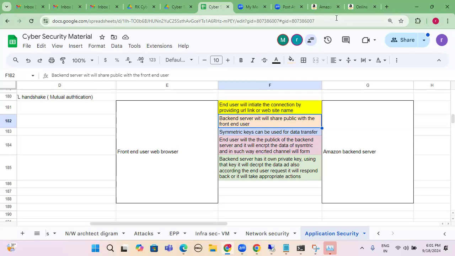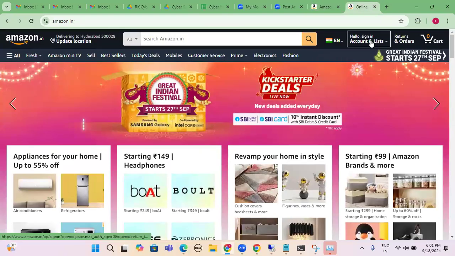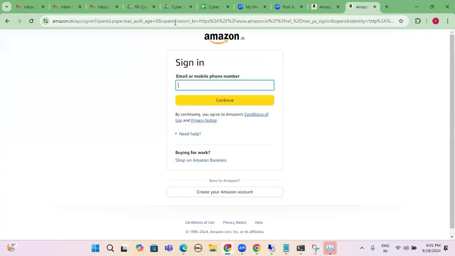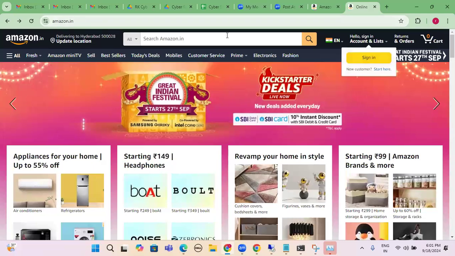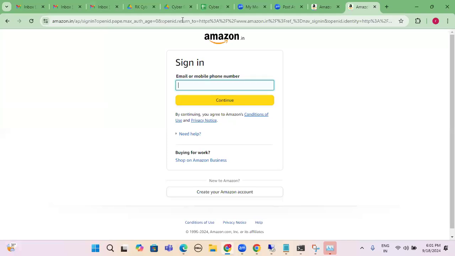For example, you have opened Amazon India and you are clicking on the login button. On the top you can see HTTPS Amazon India, and if I click on the login button, the token will change and it will redirect to some other login page. Maybe the attacker can redirect to a defaced or fake website. With 400 or 500 or 1000 rupees, I can purchase a domain.